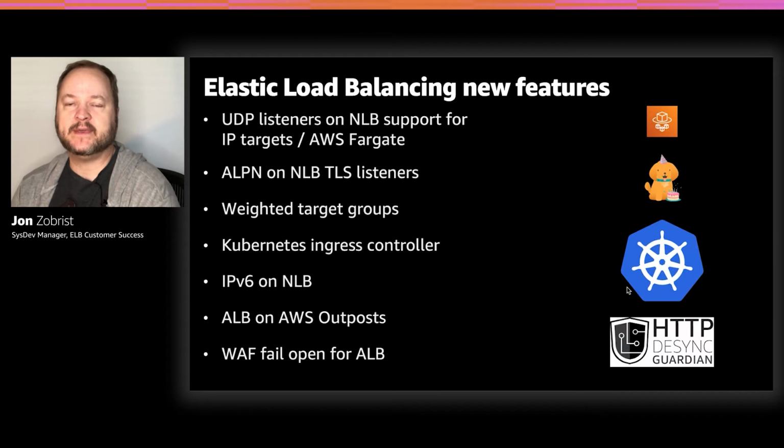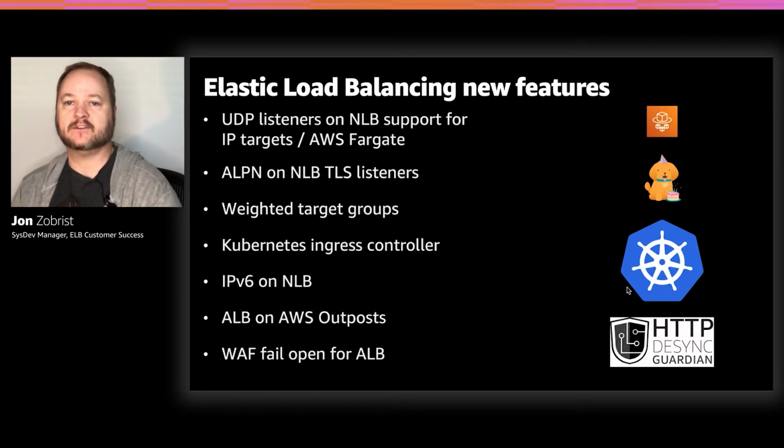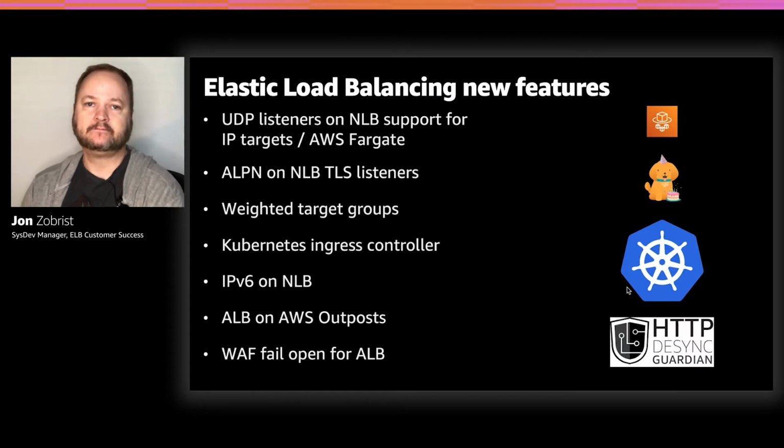We added ALPN on NLB for TLS listeners. And so when you're offloading your TLS to the network load balancer, this lets you use ALPN so you can start your connections directly H2 on the front end.